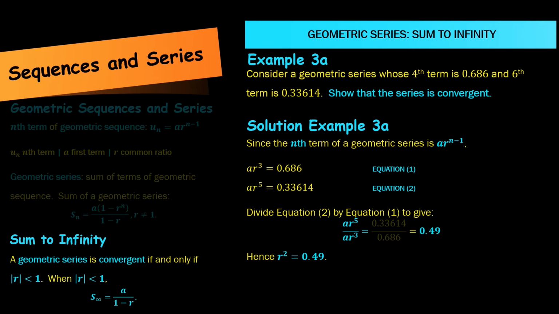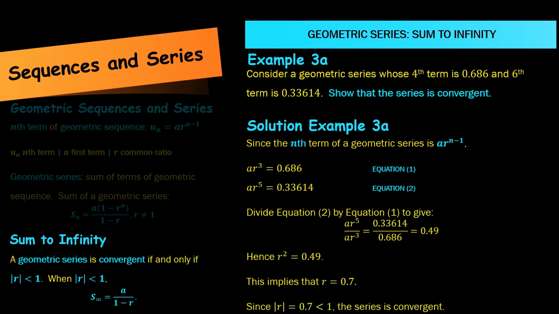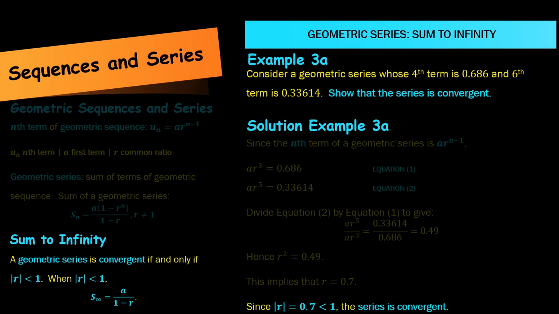In other words, r squared is equal to 0.49. And this, of course, implies that r is equal to 0.7. Now, since mod r is equal to 0.7, and this is less than 1, we have that the series is convergent.